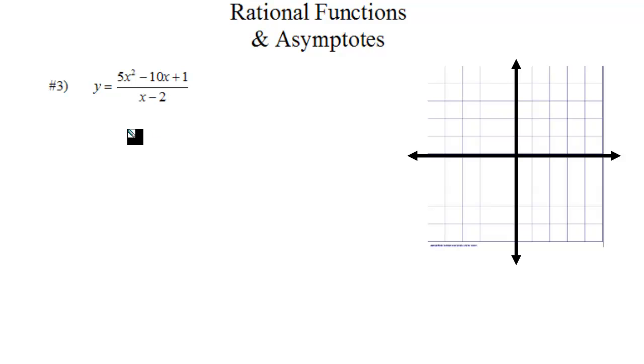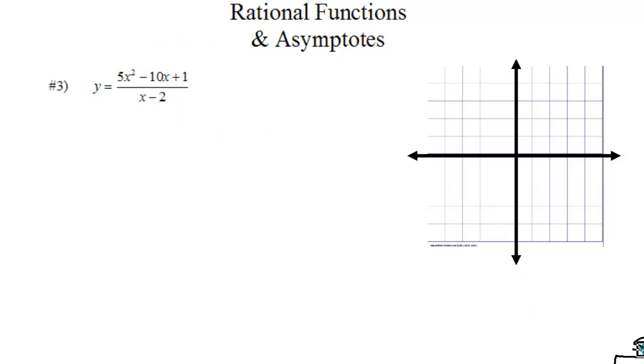Number 3, this numerator does not factor. To factor it, you need two things that multiply to get you 5 times 1. The same two things add to get you negative 10. There's no pair of numbers that do that. No pair of integers anyhow. So that doesn't factor.